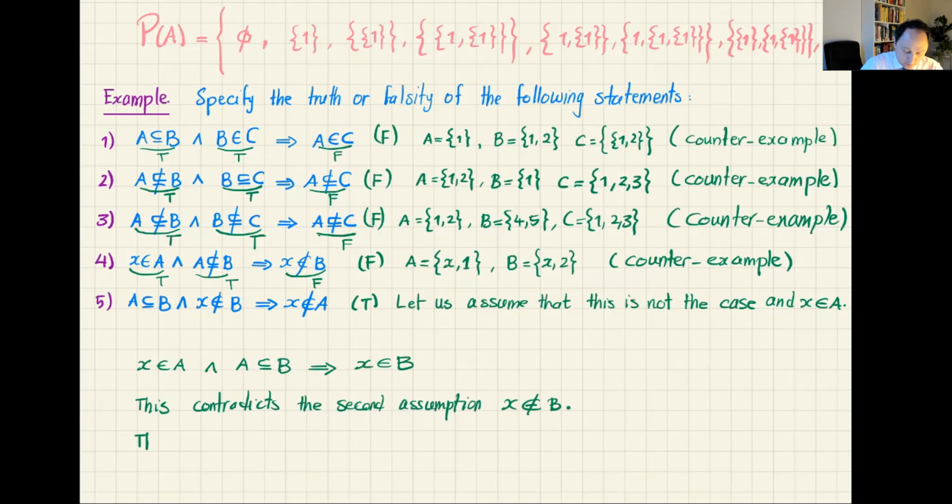So therefore, x belongs to A is false, and x does not belong to A is true. Something along these lines. Okay, so that is a good practice to understand the difference between being a subset, not being a subset, belonging to, not being belonged to, or something like this.